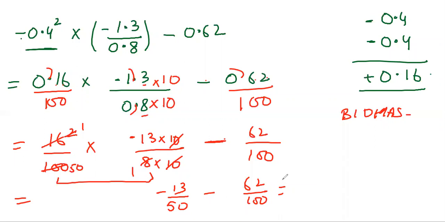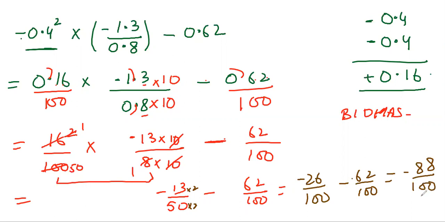Yesterday you learned how to subtract and add fractions. So for subtracting and adding fractions, you need to multiply by 2, multiply by 2, and you will get minus 26 by 100 minus 62 by 100. So now minus 26 and minus 62: 6 plus 2 is 8 and 2 plus 6 is 8, so minus 88 by 100. And because there are two zeros, the decimal is going to move 2 places. So the final answer is minus 0.88.